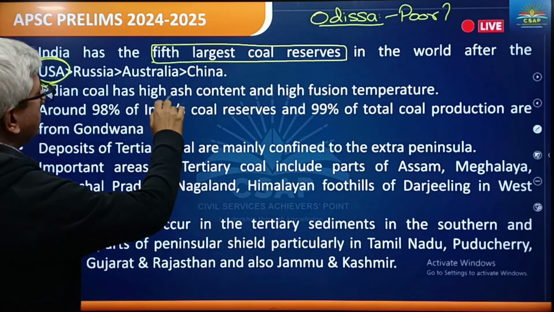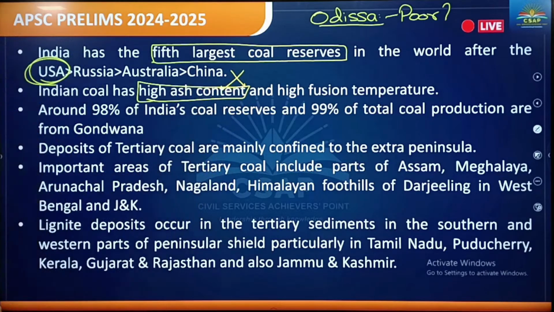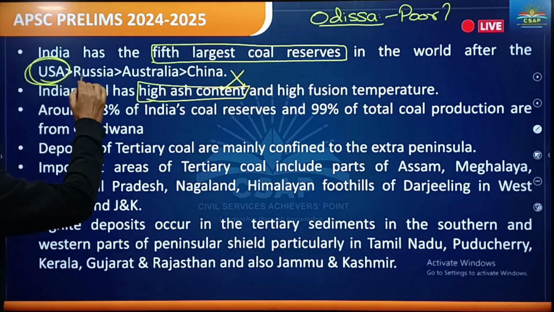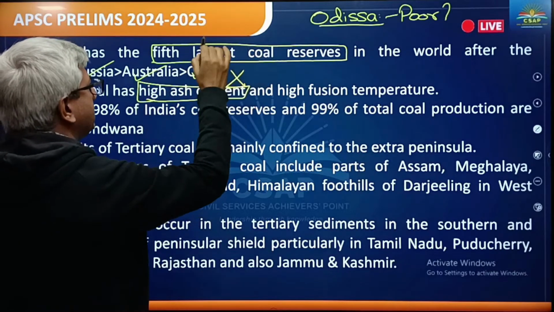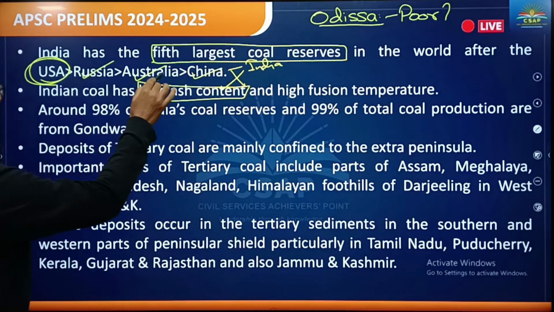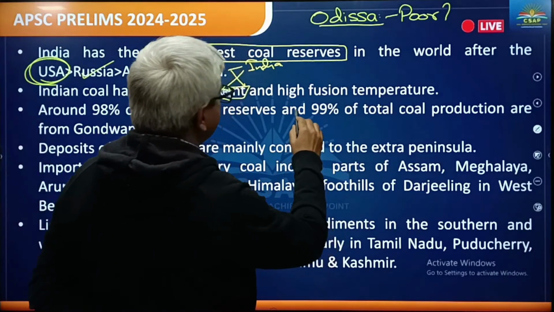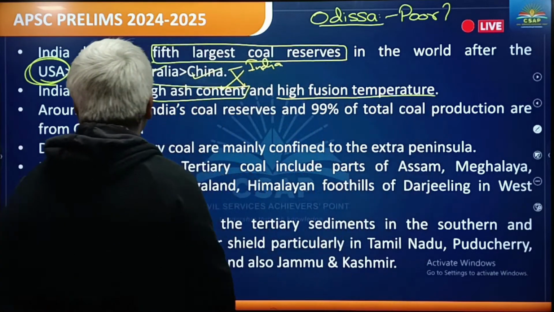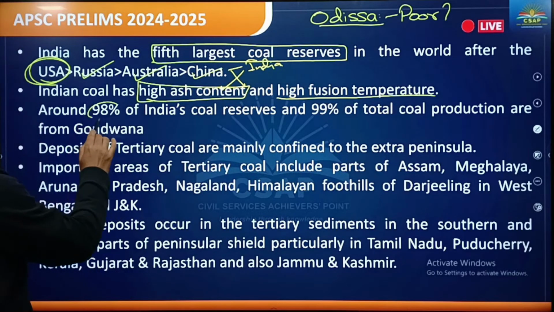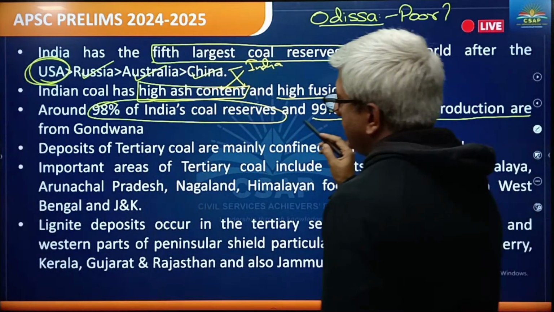Now Indian coal has high ash content. So this is again a negative part. So first we have USA, then we have Russia, then Australia, then China, then we have got India. So Indian coal has high ash content, high fusion temperature. Around 98% of India's coal reserves and 99% of total production are from Gondwana.